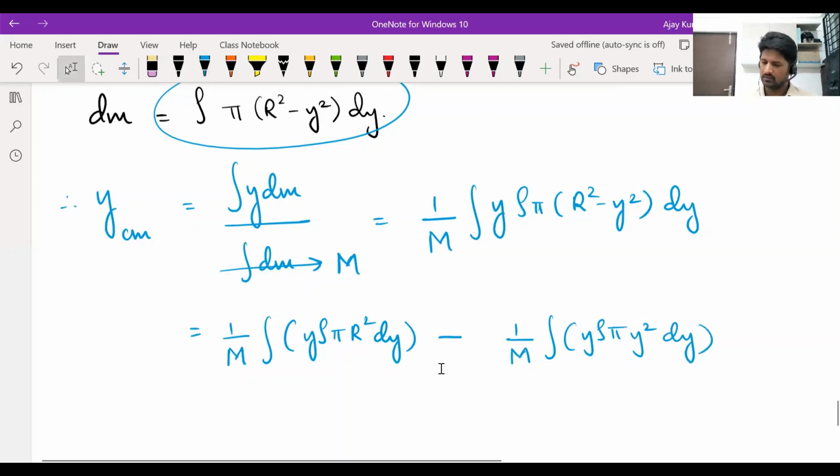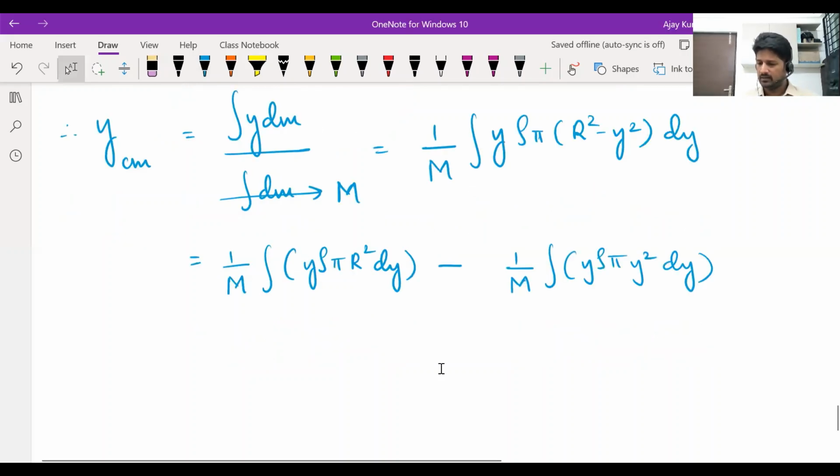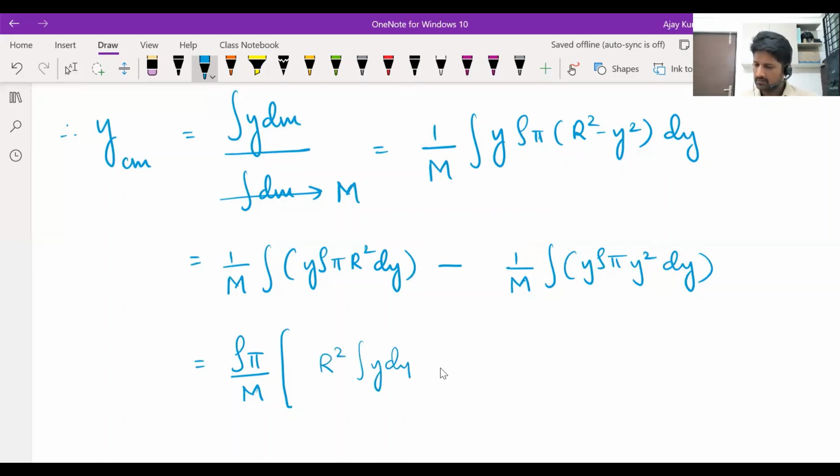Okay, there's a minus sign in between, not plus. Now rho pi are constants. We can put them aside. R square is also a constant. Y is the only variable. So from both integrals, I'm taking rho pi divided by m as constant. In the first integral, what will be left? R square stays outside, integral y dy. And in the second integral, rho pi and m have gone. Y into y square is y cube. You are left with integral y cube dy.